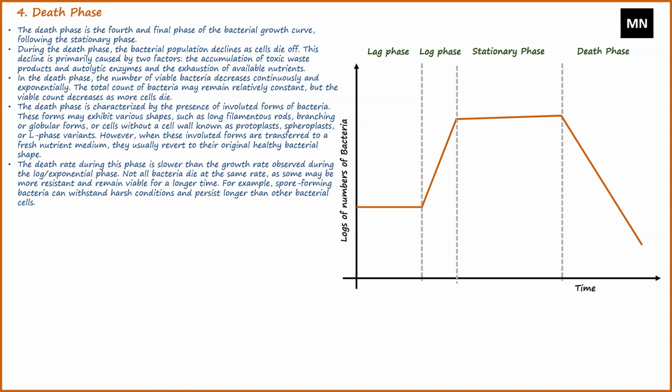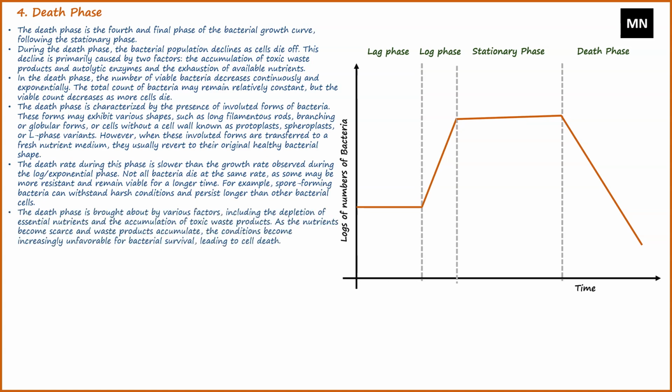Not all bacteria die at the same rate, as some may be more resistant and remain viable for a longer time. For example, spore-forming bacteria can withstand harsh conditions and persist longer than other bacterial cells. The death phase is brought about by various factors, including the depletion of essential nutrients and the accumulation of toxic waste products. As the nutrients become scarce and waste products accumulate, the conditions become increasingly unfavorable for bacterial survival, leading to cell death.